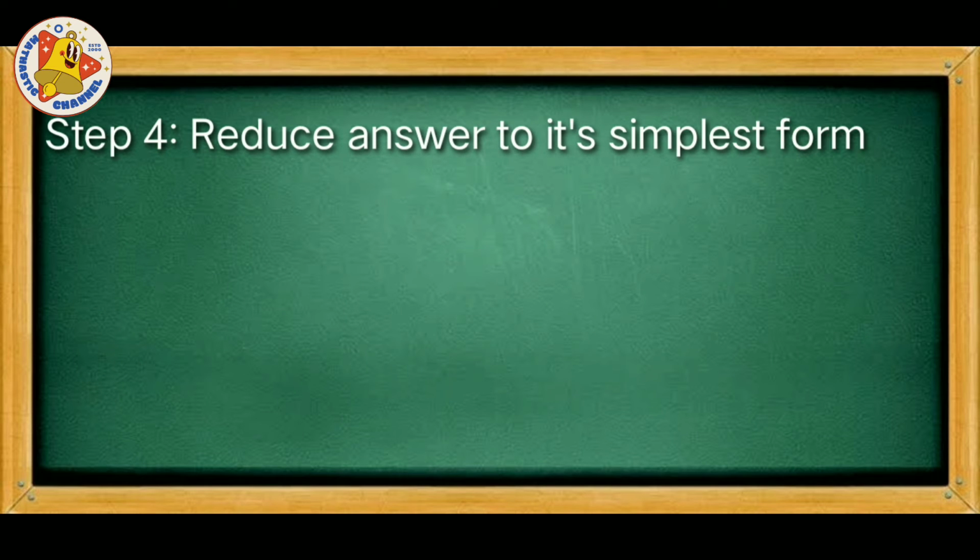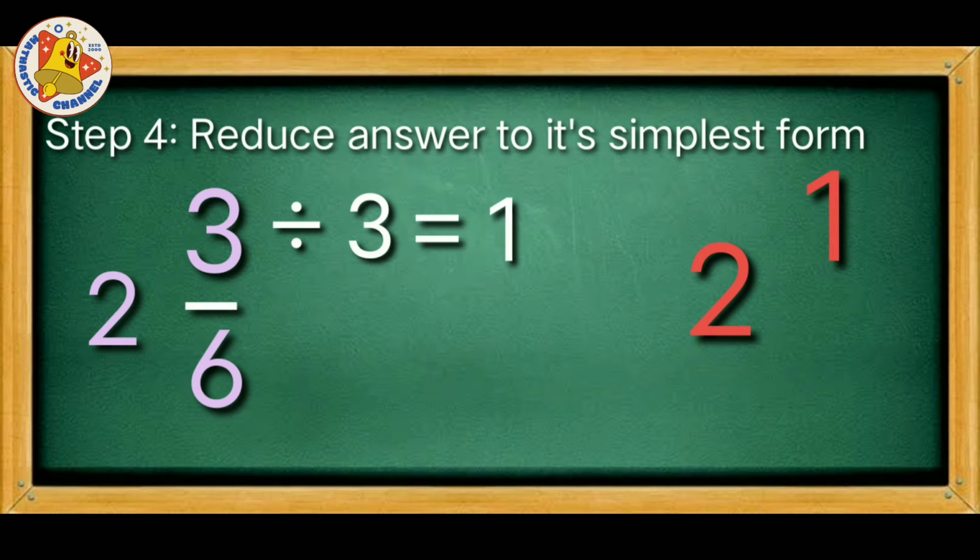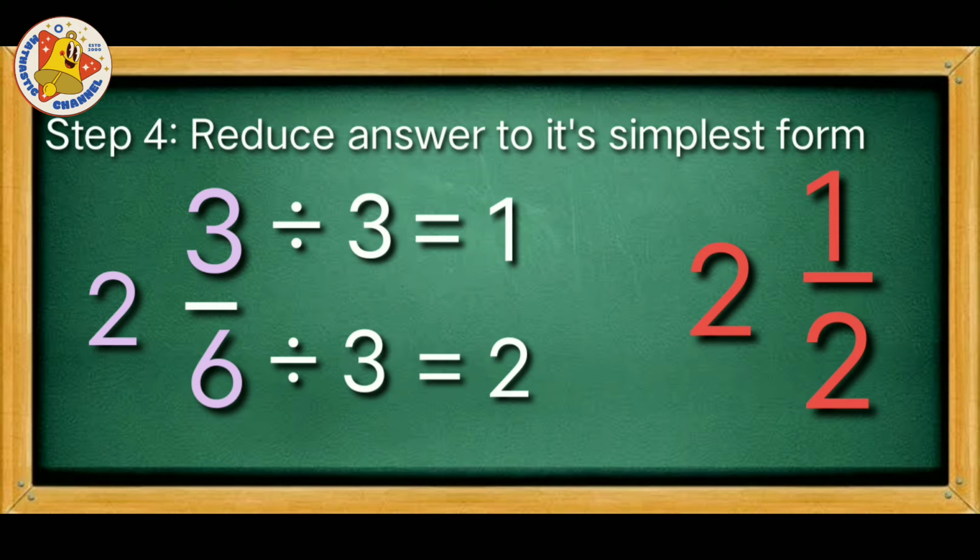Step 4 is to reduce the answer to its simplest form by dividing the numerator and denominator by their common factor. In this case, 3 is their common factor. Copy first the whole number, which is 2. Then divide the numerator. 3 divided by 3 is equal to 1. 6 divided by 3 is equal to 2. Our final answer is 2 and 1/2.